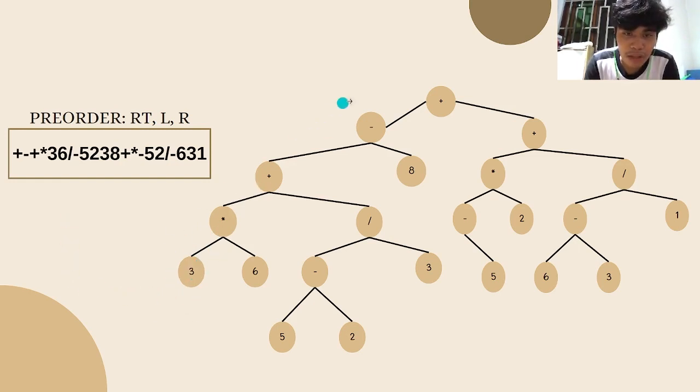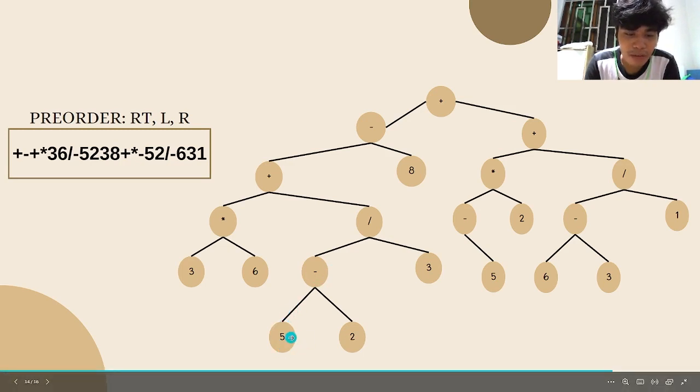Then now that we already traversed towards left, we can now traverse to right. Here we have number 6, so we print it out. Then we go back to the plus operand, and we traverse to the right, and print out the divisor. We traverse towards left, and print out the negative, or the subtraction. Traverse to the left, and print out 5.